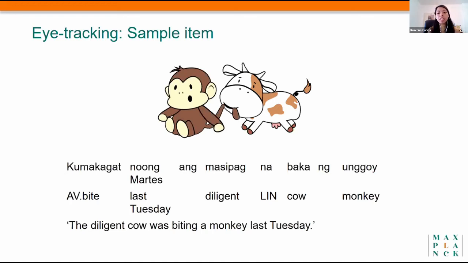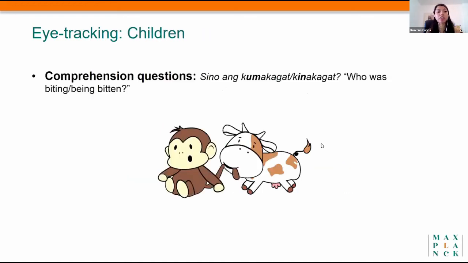So for the children, we actually had comprehension questions. Half of the trials were followed by these questions, either an agent voice or patient voice. The agent voice was always asking for the agent, and the patient voice was asking for the patient. So let's take a look.